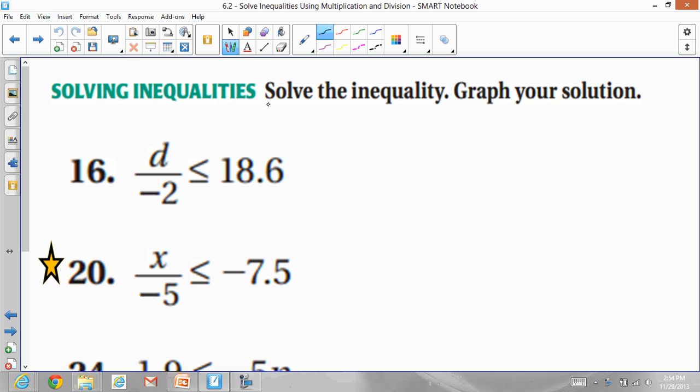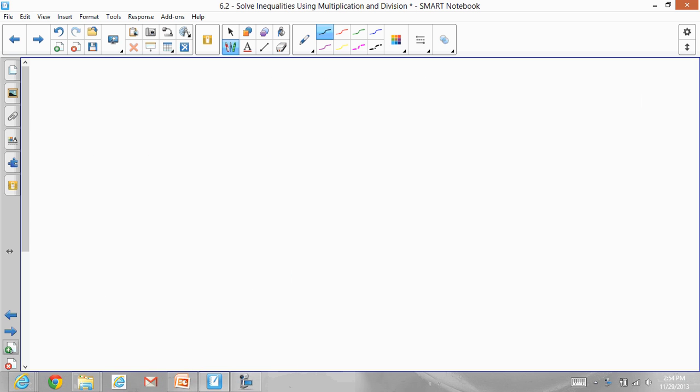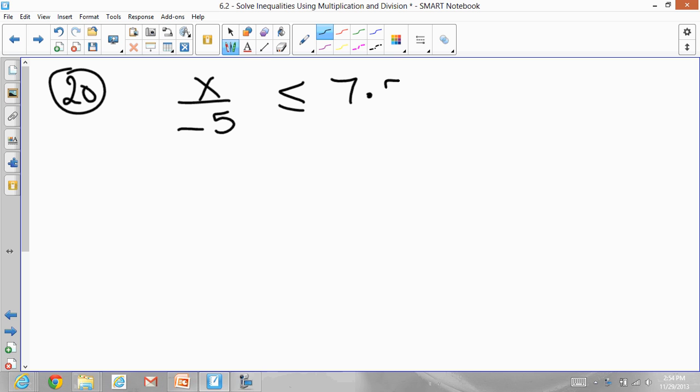The question is asking you to solve the inequality and graph your solution, and we are focused on question number 20. So question number 20 is asking you to solve the inequality. The first important concept you have to understand is to get the x alone. You cannot graph it unless you get the x alone.